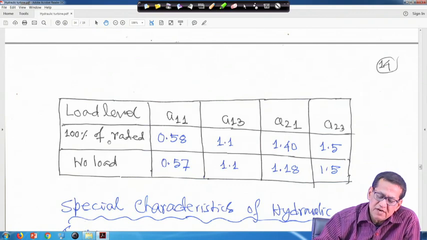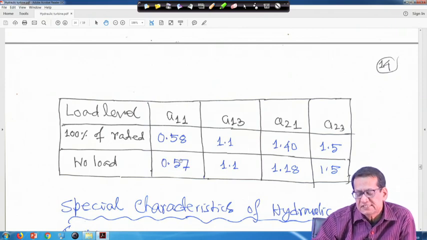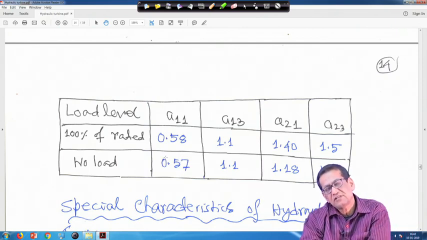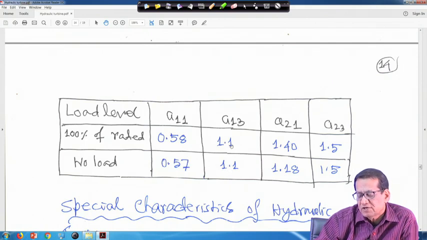Say, load level when 100%, A11 is 0.58, but when it is no load it is 0.57. So, A11 is more or less constant, right. Now, load level when you come to A13, 100% rated is 1.1 and at no load it is 1.1. So, both are the same, right.